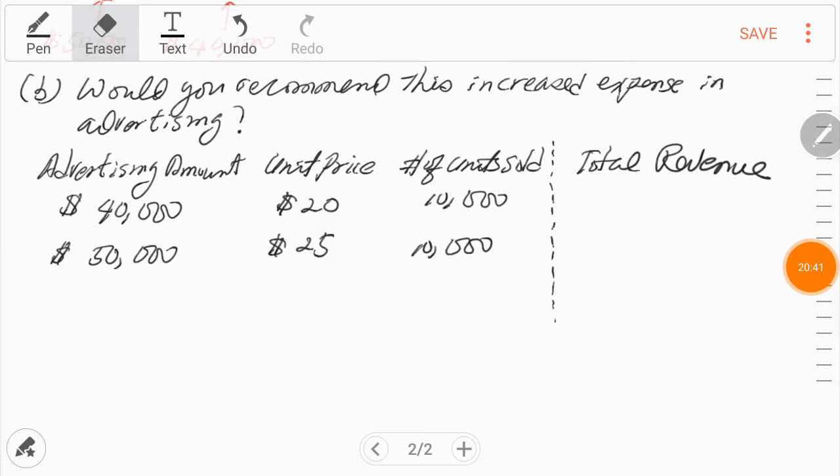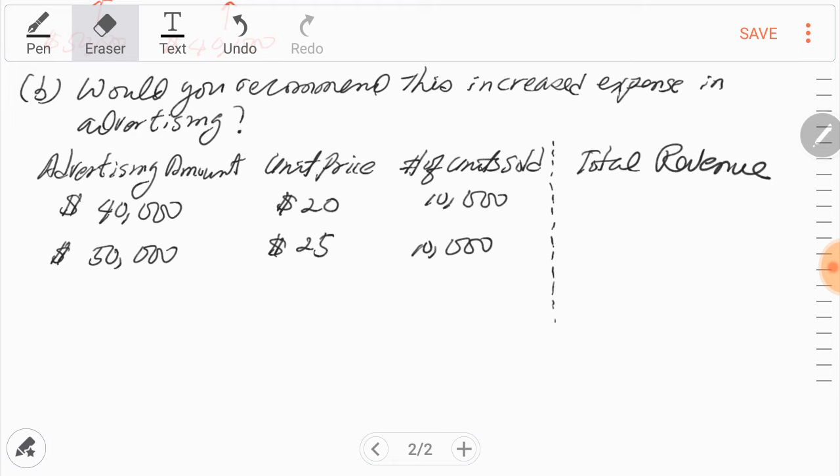Okay, then the letter B is, okay, if you increase from $40,000 to $50,000 on advertising, then would you recommend this increased expense in advertising? Okay, then how do we determine on this one? Okay, we gotta find the total revenue. So if the total revenue when we increase it to 50,000 is higher, then yes, we should recommend. So let's find the total revenue.